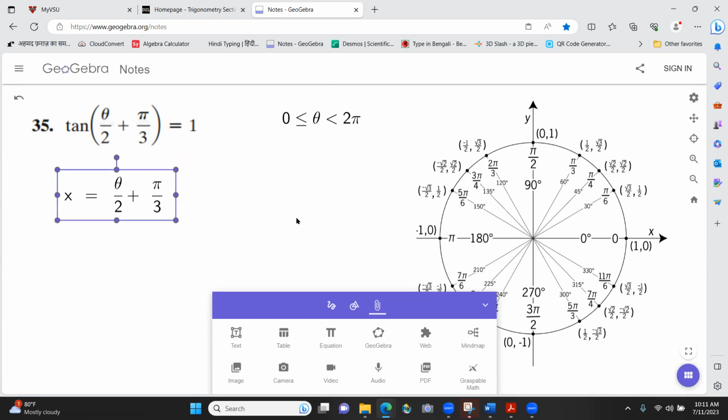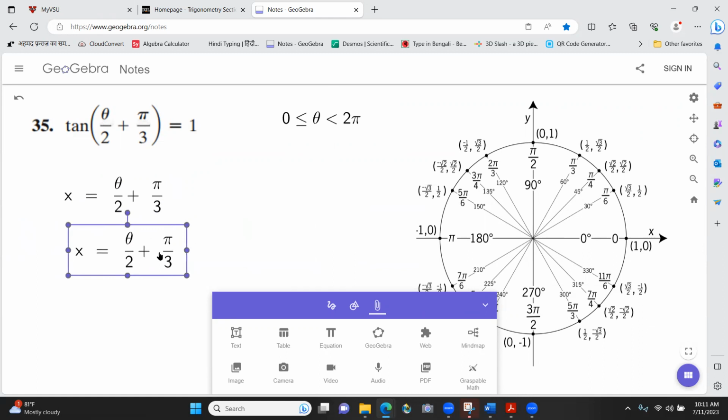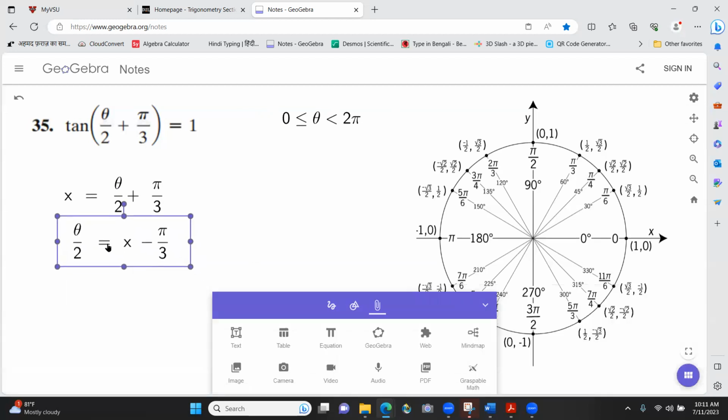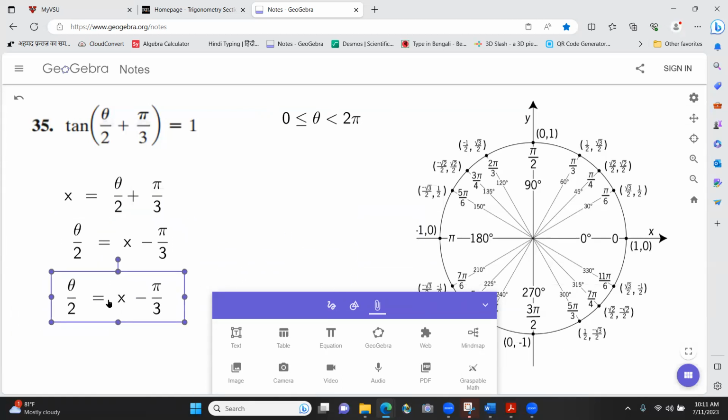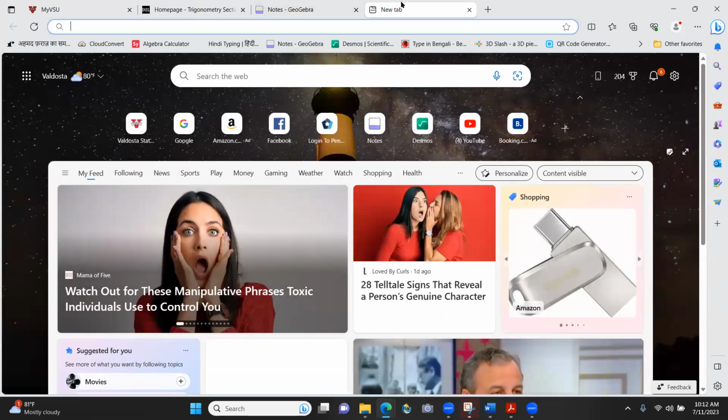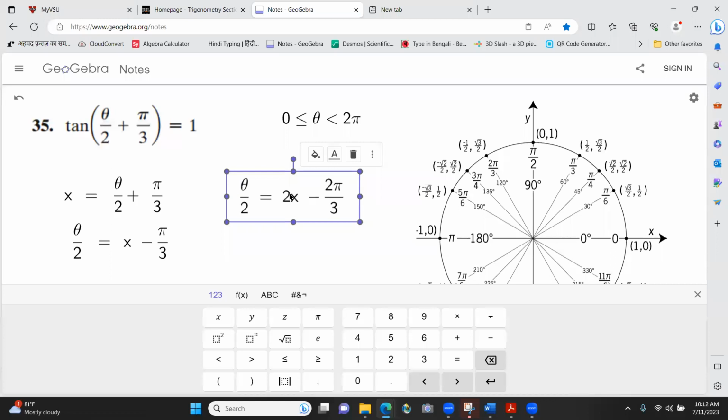How do I do that, guys? I will subtract pi over 3 from both sides, and this is what it might look like. Okay? Now, I'm going to leave it like that, but I have to multiply both sides by 2 because I want to get theta all by itself. If I multiply both sides by 2, I get this, and that's much better.